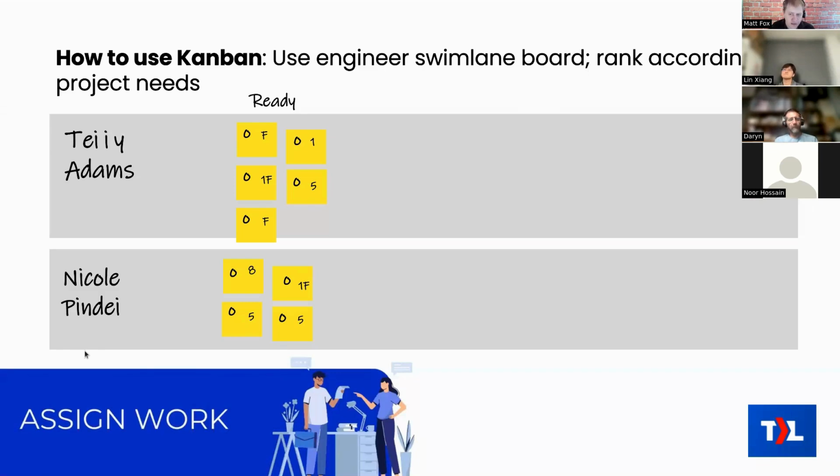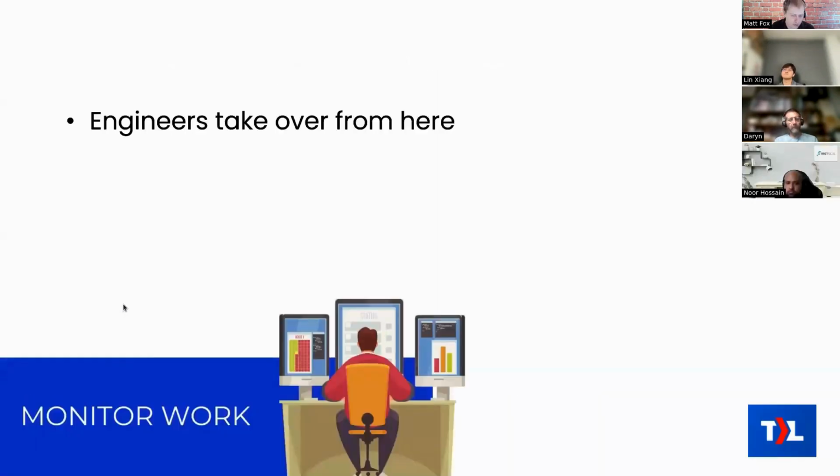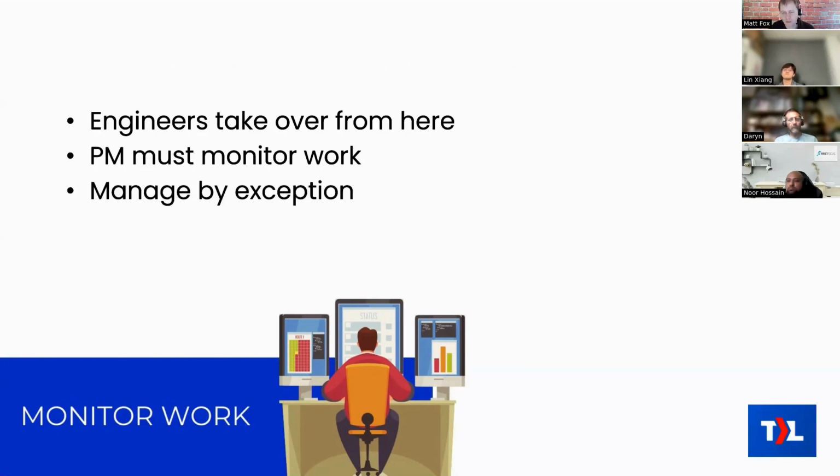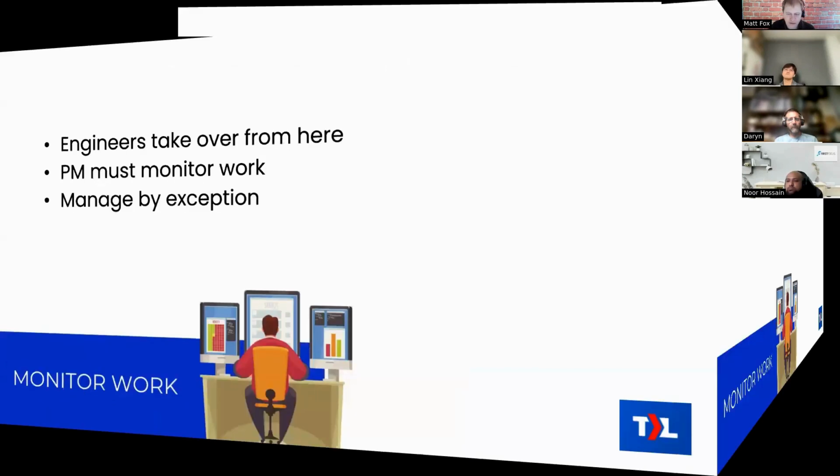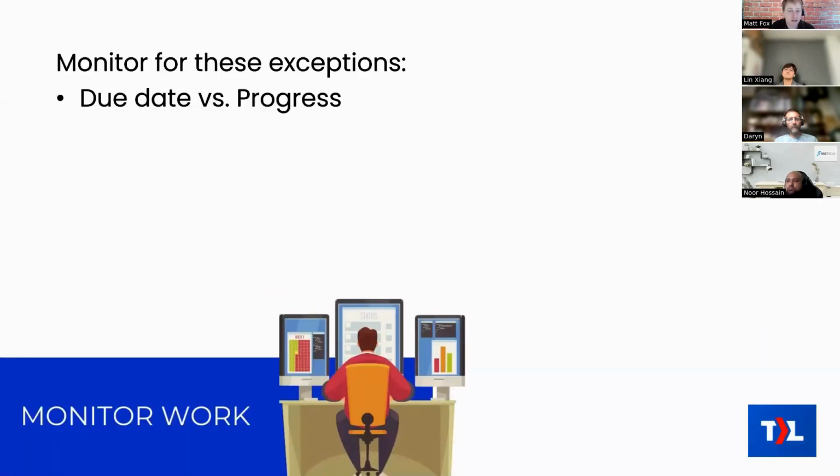And so at this stage, the engineers take over. They work from their queue. The project manager still needs to monitor the work, but that is made simpler by having the work on a Top Left board. And just like in the service world I mentioned last week, we like to manage by exception. So some of those exceptions would be looking at the due date. If it's a ticket that does have a due date, look at it versus progress. If it's coming up in the next few days and the ticket's not started yet, well, maybe you need to rank that to the top of the column so that it does get done soon.